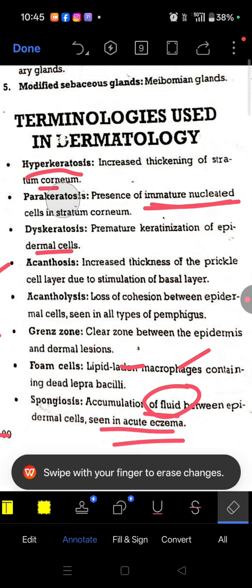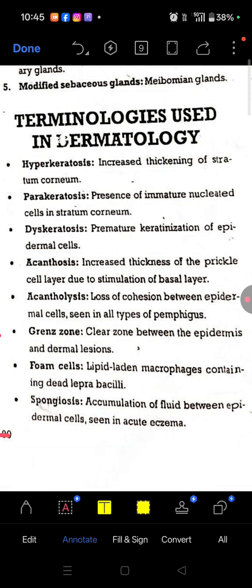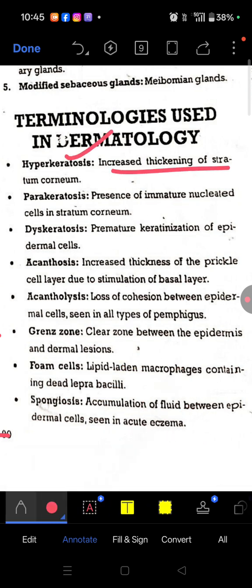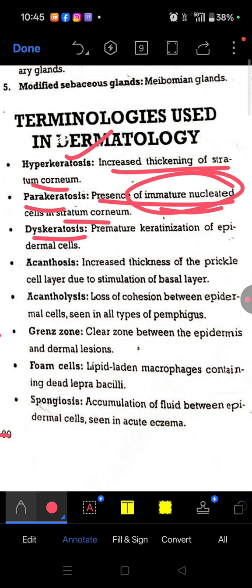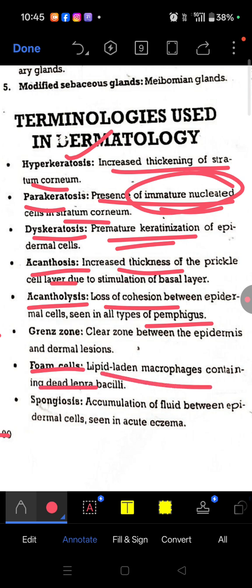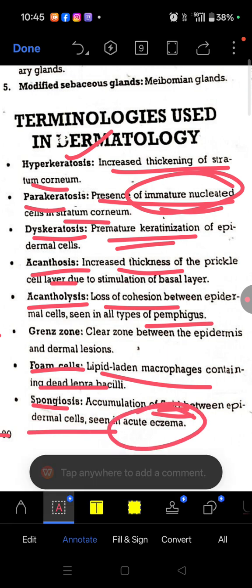Okay, so I will once again revise this. The first is hyperkeratosis, increased thickening of the stratum corneum. Parakeratosis, presence of immature nucleated cells in the stratum corneum. Next, dyskeratosis, premature keratinization of epidermal cells. Acanthosis is increased thickening of the prickle cell layer. Acantholysis is loss of cohesion between the epidermal cells, seen in pemphigus. Foam cell is a lipid laden macrophage containing dead lepra bacilli. Spongiosis is accumulation of fluid between the epidermal cells, which is seen in acute eczema.